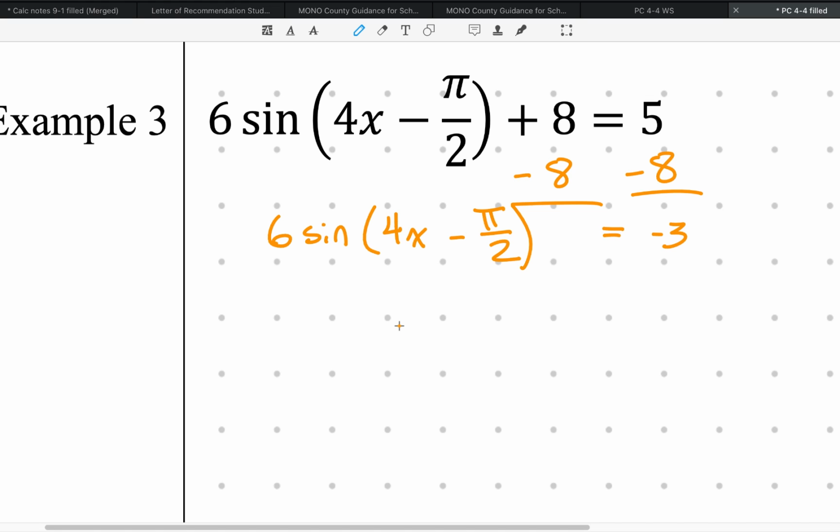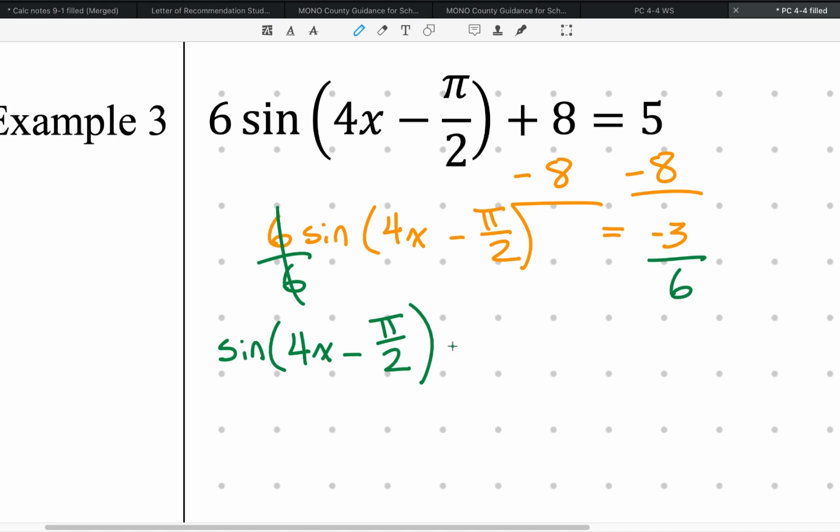We don't get rid of the sine. We get rid of, Valerie? 6, by doing what to both sides? There it is. Divide by 6. That cancels out. And we are now left with the equation sine of 4x minus pi over 2, and that's all on the inside, is equal to, Ellery, help me on the right-hand side. Simplify, reduce. There it is, -1/2.